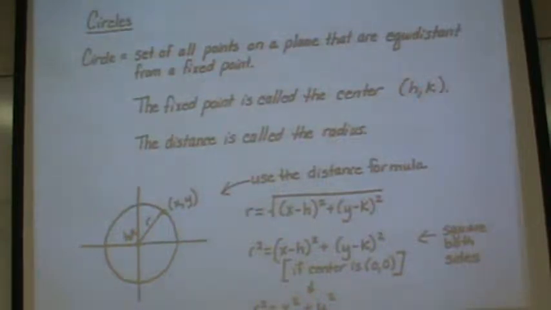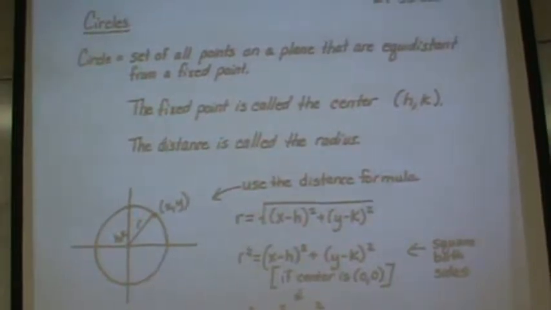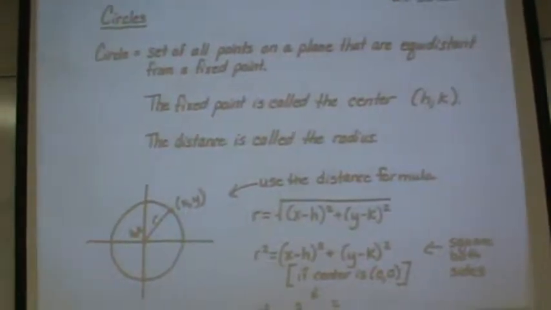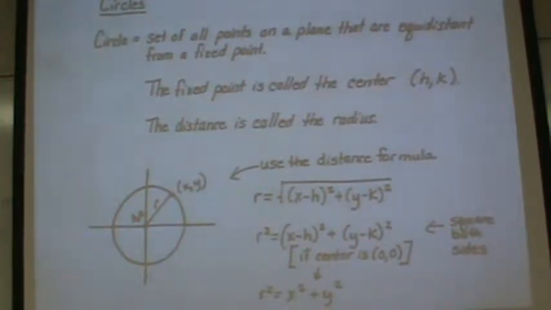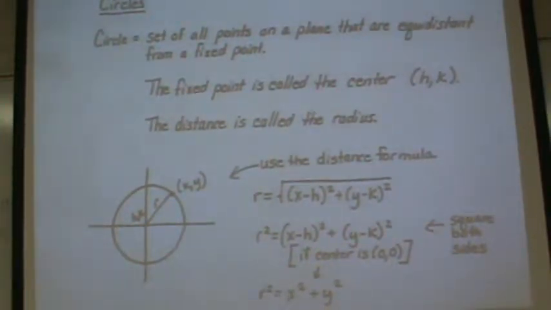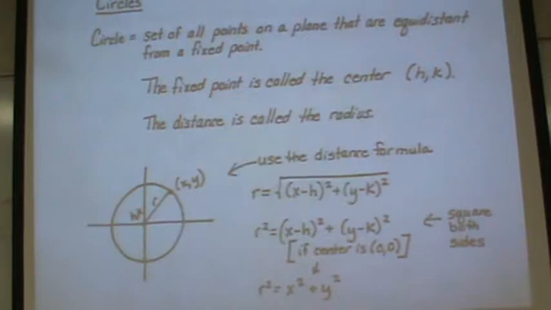Okay, today we're going to begin our unit on conic sections, and we want to talk about circles. What is a circle? A circle is a set of all points on a plane that are equal distance from a fixed point. Do you know what that fixed point is called? The origin? Radius? No. Yeah, it's the center. That could make sense.